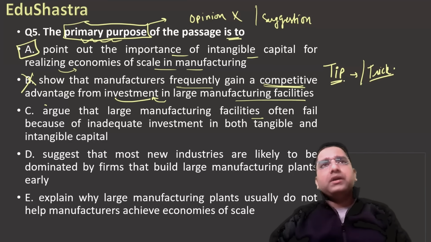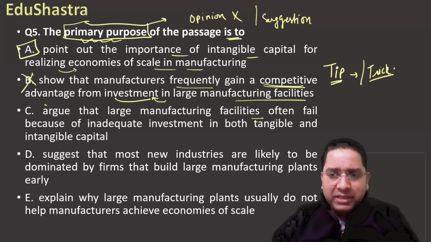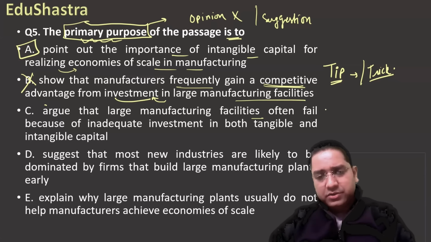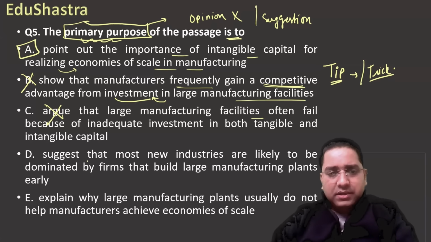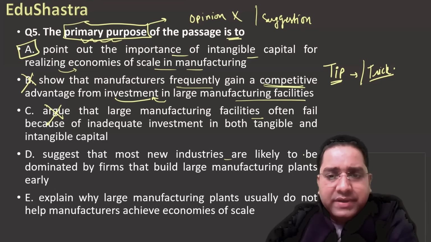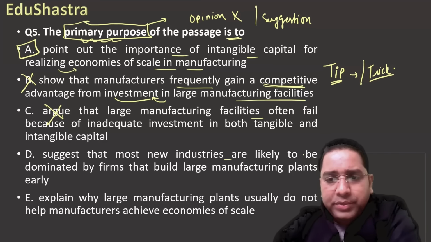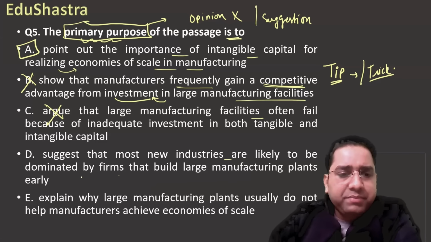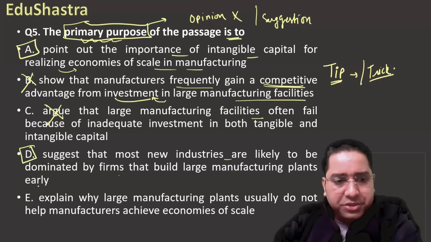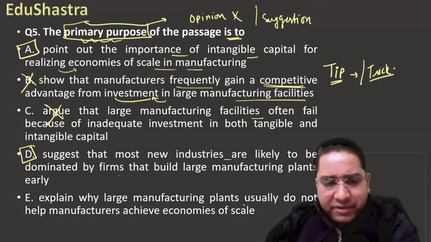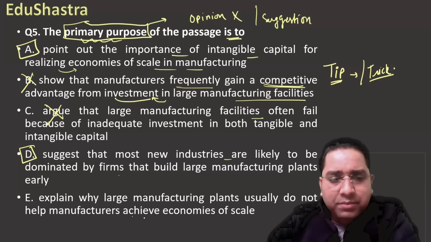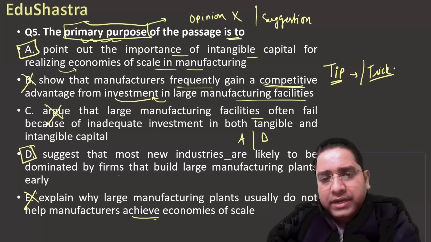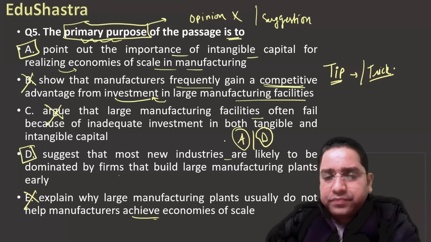What do you say? Is there any type of argument in the passage? The tone of the passage is negative, critical. What do you say? I don't find it. It suggests that most new industries are likely to be dominated by firms that build large manufacturing plants, so we can consider this option. It explains why large manufacturing plants usually do not help. No, not this. So A or D, what's your choice?